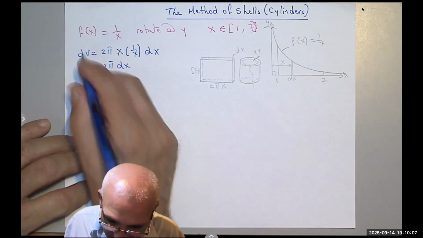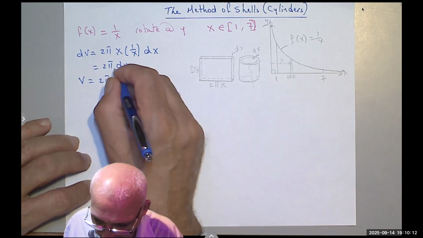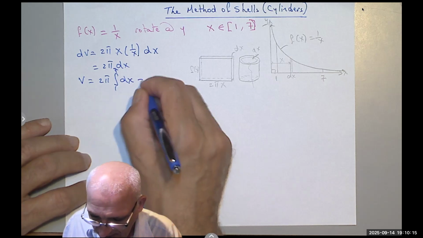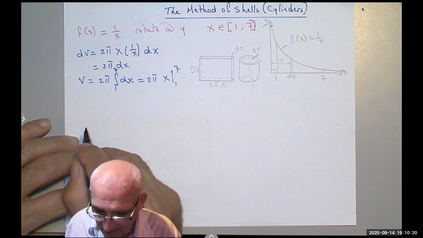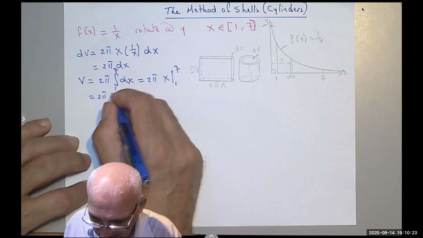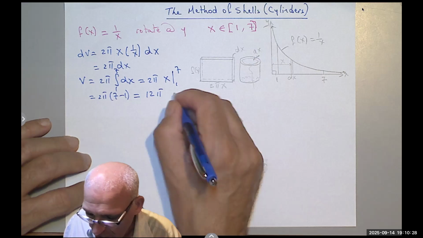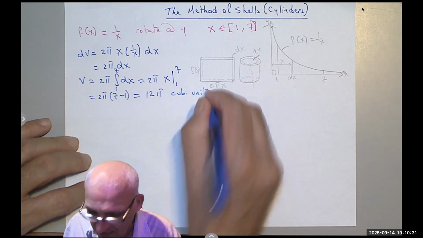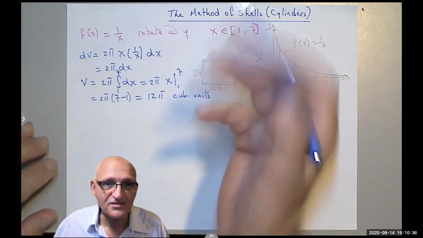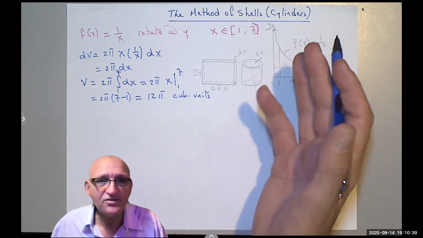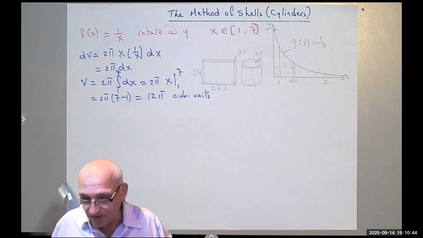Now if I integrate that to get the volume, 2 pi is a constant, and I'm integrating from 1 to 7 dx, which gives 2 pi times x evaluated from 1 to 7. So it's 2 pi times 7 minus 1, which is 6, times 2, it's 12 pi cubic units. Very simple, much simpler than the washer where I had to get an outer disk and an inner hole and subtract this from that after squaring. No need to do that. Okay, so that's how we do it if we want to rotate about the y-axis.